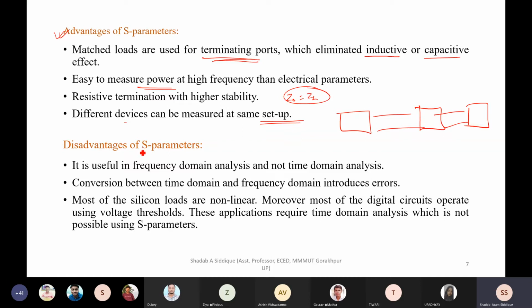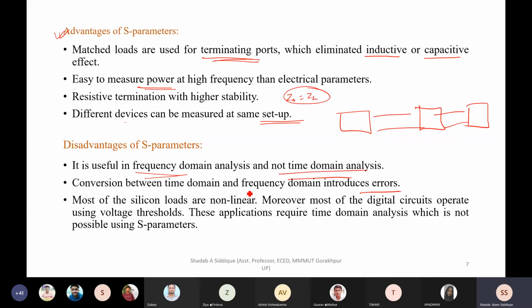So what is the disadvantage? It is useful in frequency domain analysis and not in time domain analysis. The voltage and current equations that we use in network theory are time domain analysis. In S parameter analysis, we have the frequency domain. Although we can convert between time domain and frequency domain, the conversion introduces some error. So we cannot use it frequently, and if we convert, we need more care.